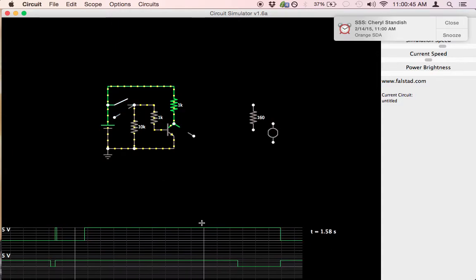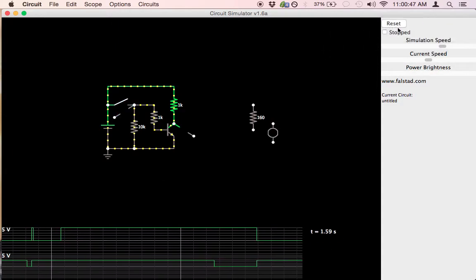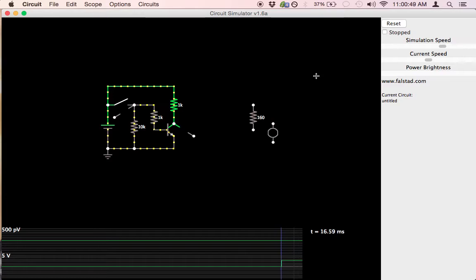Now with our switch open, we have a very, very low voltage on our input. 500 picovolts. Nothing to worry about. On the output though, we have a 5-volt signal. Where's that coming from? The transistor's off. Well, that's coming from this 1K resistor, which is tied to the 5-volt positive terminal of the power supply. So with the transistor off, we automatically have a 5-volt output signal.